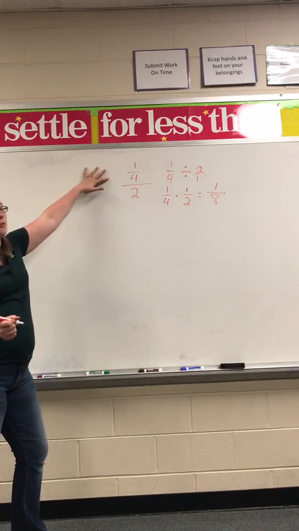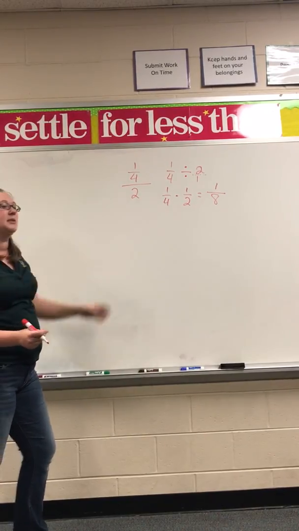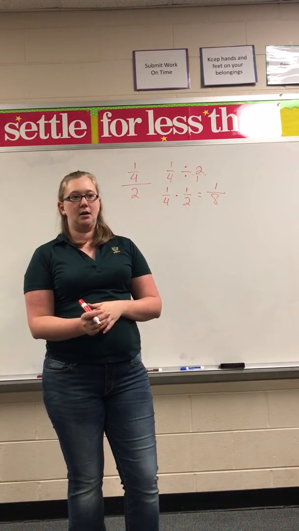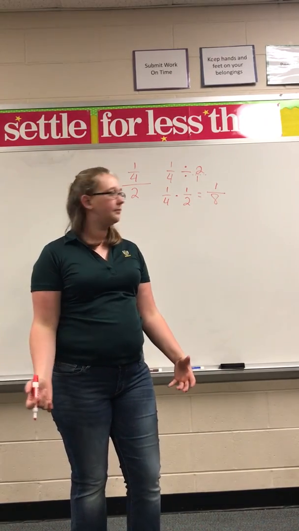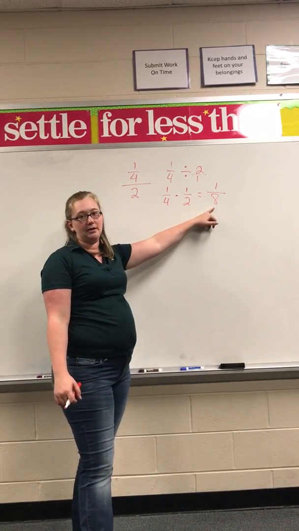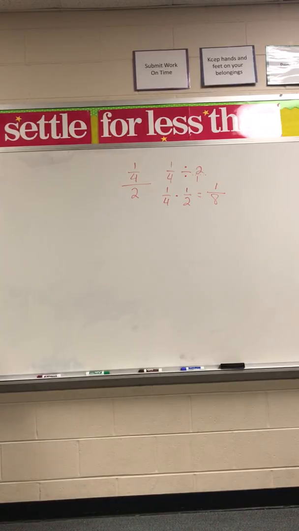If I took 1/4 and I divided that by 2, it means that I take each of those fourths and I make it smaller. That means that I take those fourths and they become eighths. And because we only did it once, we end up with 1/8. Check me. Did I get it correct? I did. Okay?